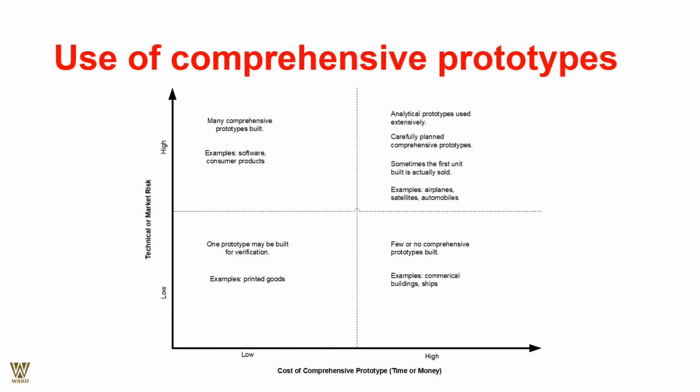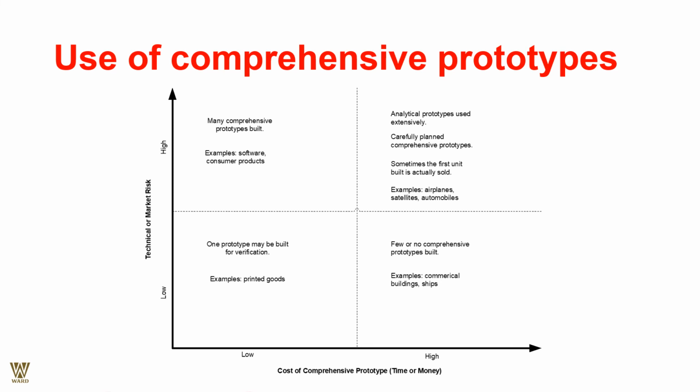Analytical prototypes have to be used extensively. Now, what are the projects where market risk or technical risk is high and the cost is also very high? Probably if we are sending a satellite to the Moon, Mars, Venus, Jupiter, you see a lot of analytical prototypes have to be utilized to understand what is eventually going to happen in reality. So it has to be a carefully monitored, carefully curated, comprehensive prototype.